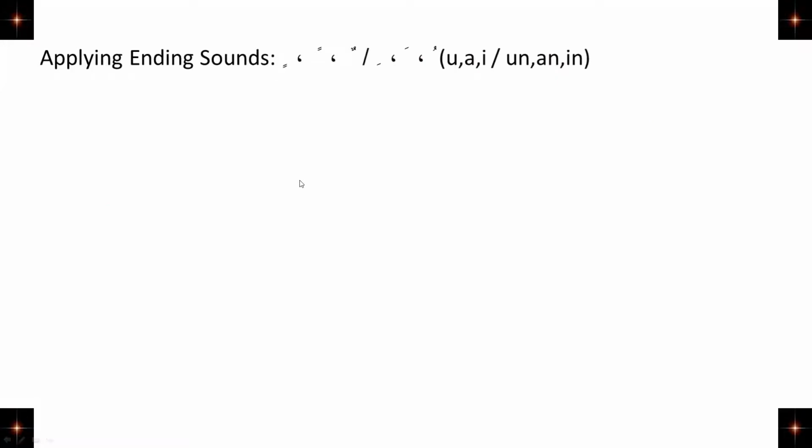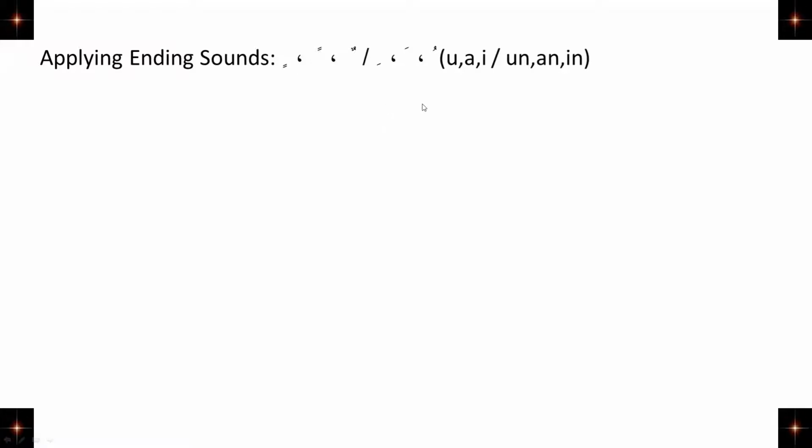Now, this is how we apply these sounds. We have U, A, I, or Un, An, In. As I said, these are the only harakat in Arabic. The rest are not known as harakat. These are what are known as harakat. Why are they known as harakat? Because, of course, literally the word harakat means movement. There is movement of the organs, U, A, I, particularly of the lips.